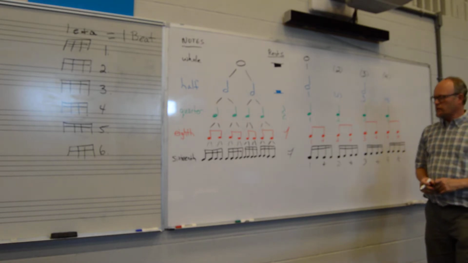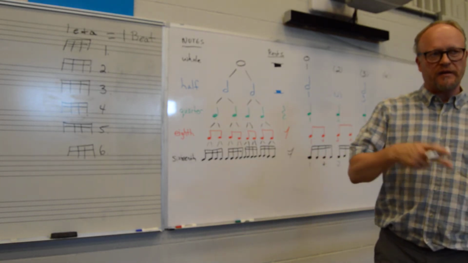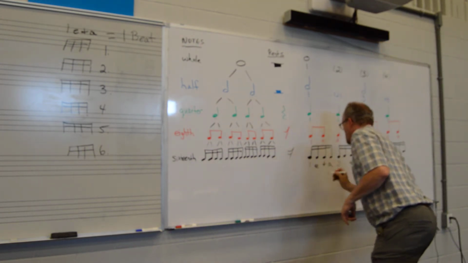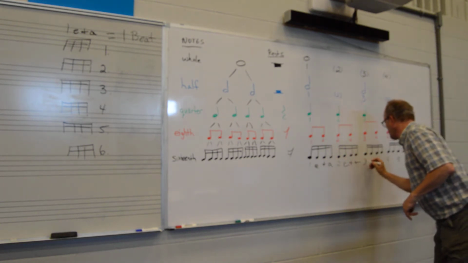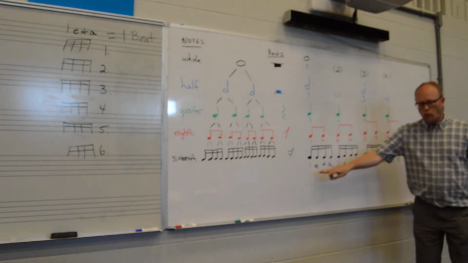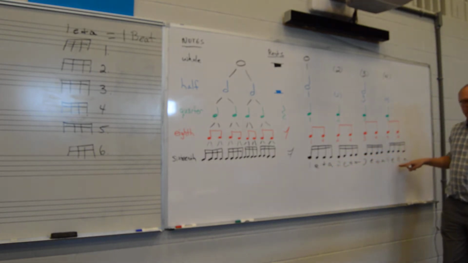Now, what do we call the 16th notes in between the beat and the and? We're going to use E and A. So we have one E and a, 2 E and a, 3 E and a, 4 E and a.